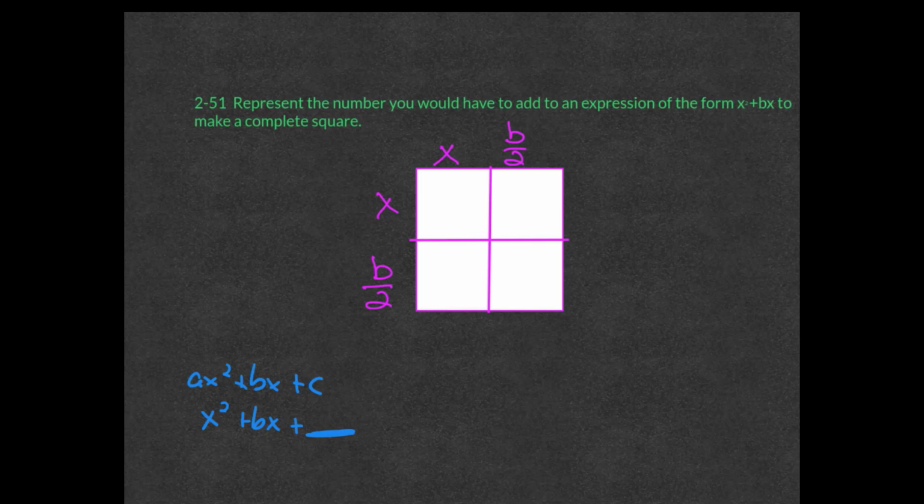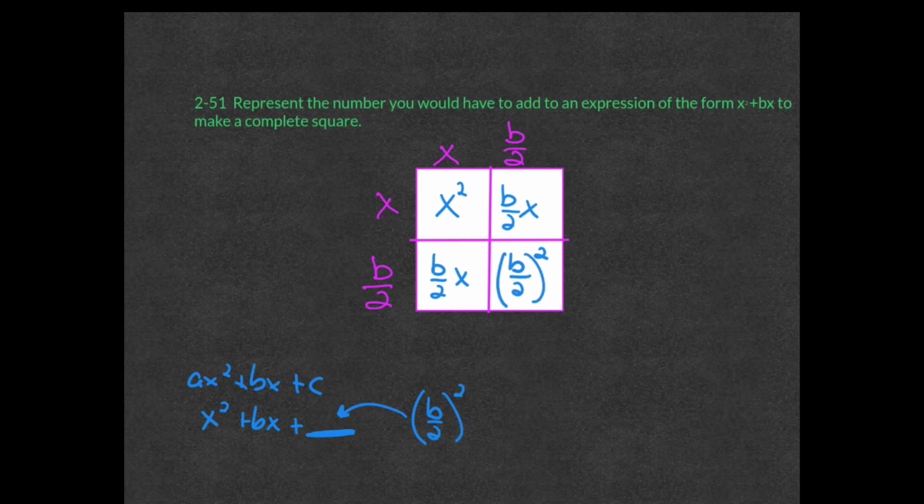And what I've told you on previous videos is that what goes in here is b over 2 squared. But we can prove that here. So let's use this box method. So x times x is x squared, okay? And then x times b over 2 is b over 2x. And b over 2x, right? Well, then your c term is b over 2 squared.